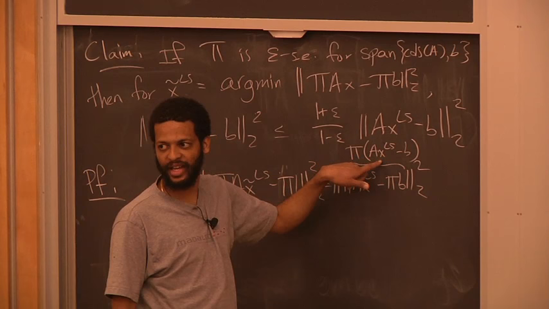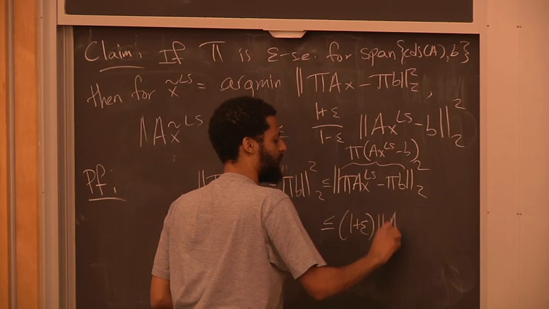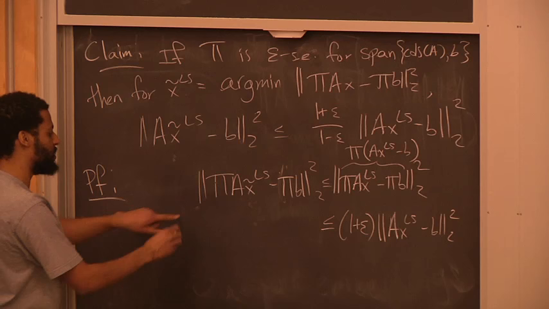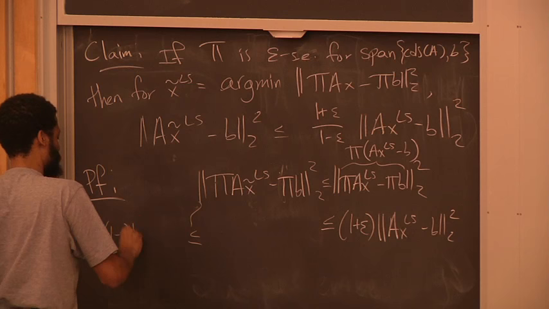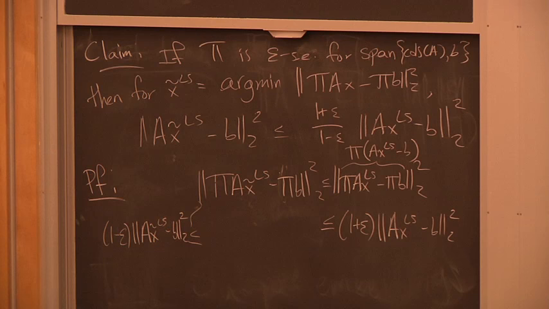So this is at most 1 plus epsilon times the L2 norm squared of A x ls minus b. And you can do the same thing here. This is at least 1 minus epsilon times the L2 norm squared of A x tilde ls minus b. And then you just move the 1 minus epsilon over there, and you're done. Okay, so that's it.